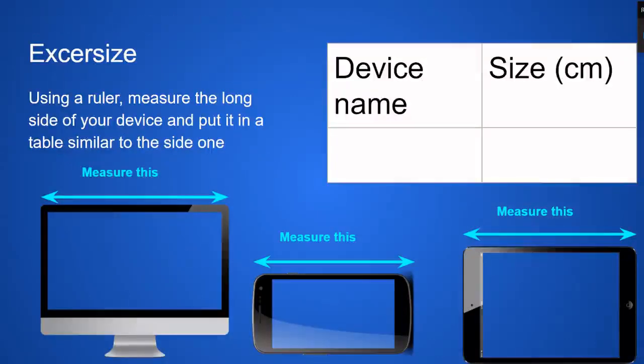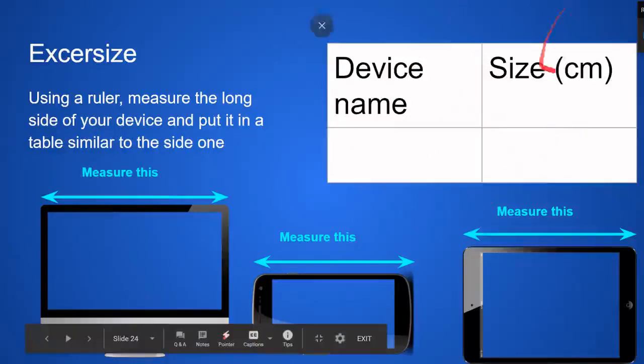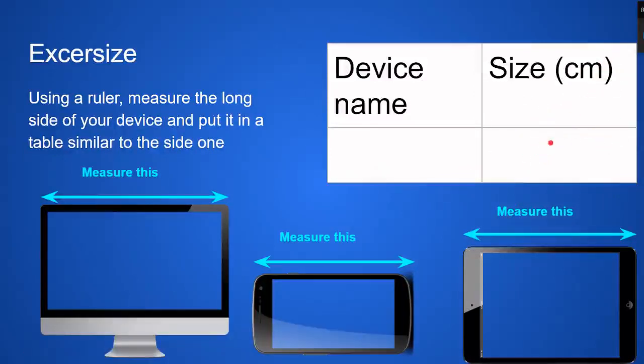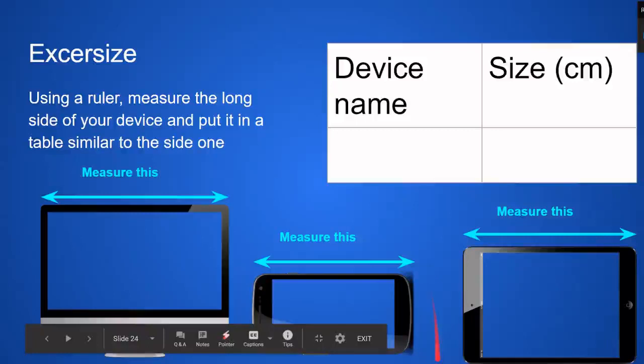Exercise. Using a ruler, measure the long side of your device and put it in a table similar to this one over here. Okay, you got the device name, you put it here. You get the size in centimeters. I don't think you'll have a meter or a millimeter sized device, so put it in centimeters. Measure this, or this, or this. Not this, not this, nor this. Okay.